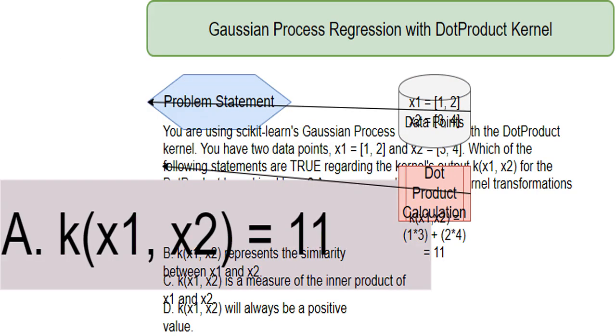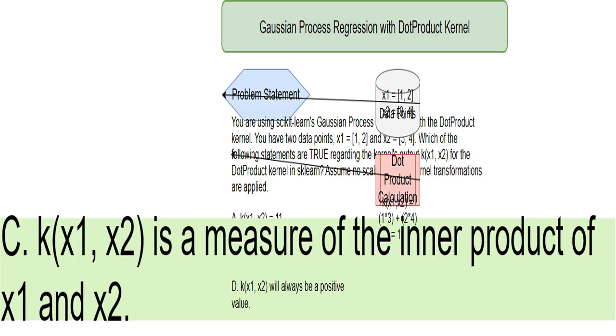This statement is true. The dot product kernel calculates how similar x1 and x2 are. A higher number means they're more alike. Absolutely. True. The dot product kernel's job is to compute the inner product, a fancy name for the dot product, of the input vectors, which is exactly what we are doing here.